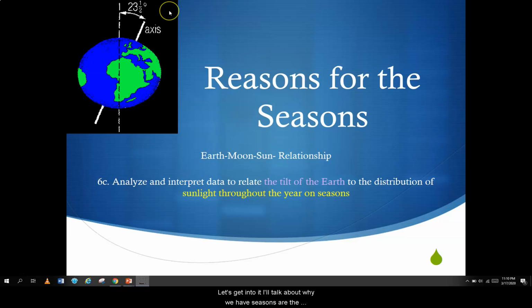Let's talk about why we have seasons, or the reasons for the seasons. This is part of our overall study of the Earth-Moon-Sun relationship. Our standard is to analyze and interpret data to relate the tilt of the Earth to the distribution of sunlight throughout the year on seasons. That's just a fancy way of saying we're going to look at data to relate the tilt of the Earth to the amount of sunlight we receive throughout the year on seasons. We're not going to do that in this particular video, but in future lessons we will.